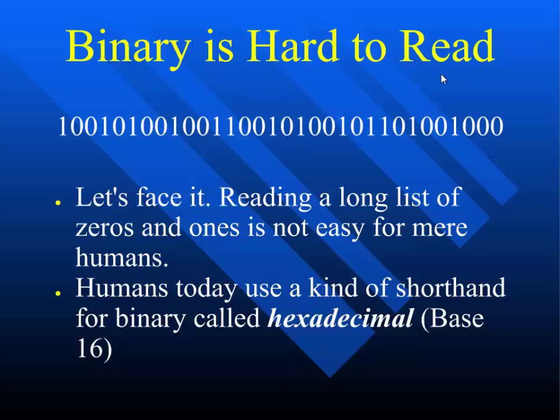What programmers do typically is instead of using base 2, they use something called base 16 or hexadecimal. And it allows you to avoid all the digits that you see up above. You can substitute one hexadecimal digit for each set of 4 binary digits.